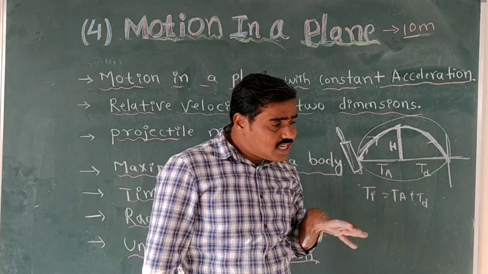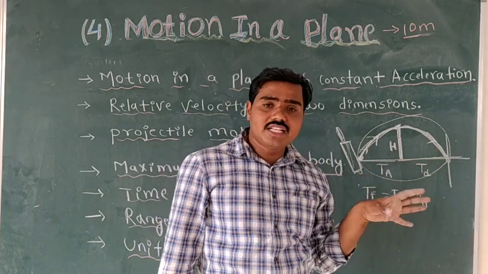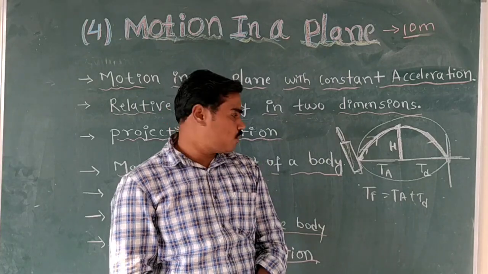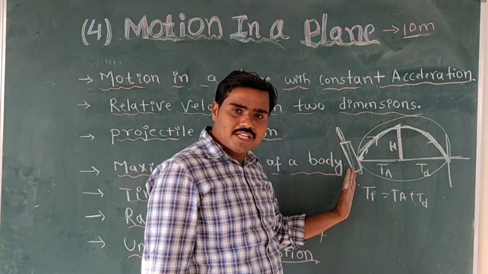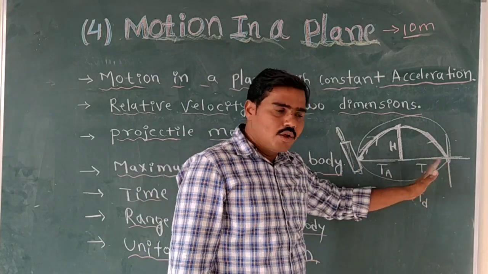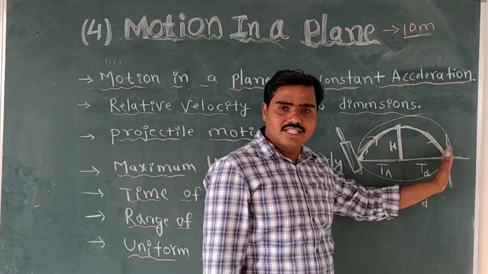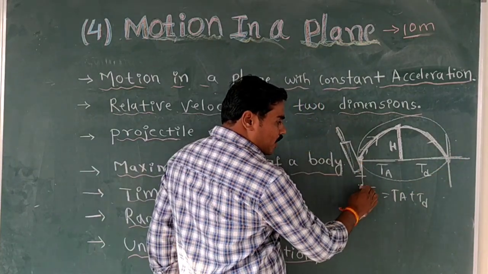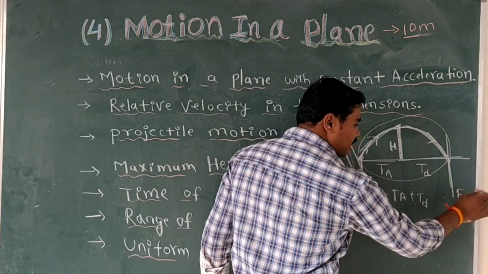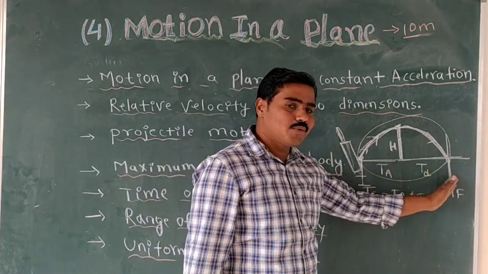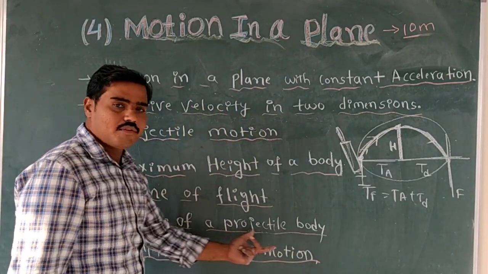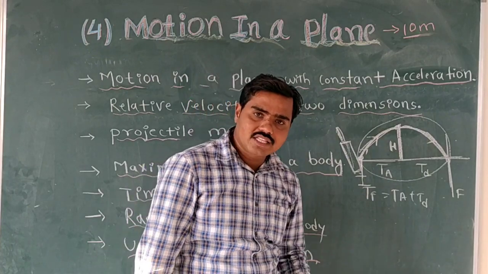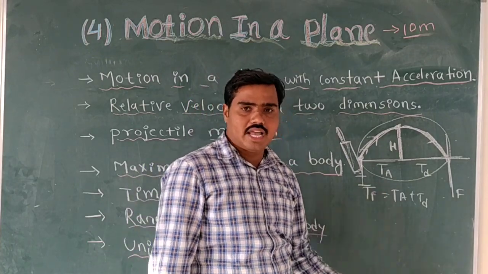The range covered by a body, or the distance covered by a body, depends upon the applied force. When you apply the smallest force, it covers the smallest distance. When you apply the largest force, it covers the largest distance. The distance from the initial point to the final point is called the range of a projectile, or the horizontal range of a projectile.